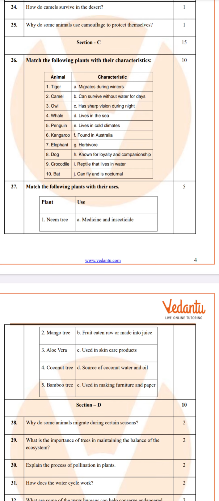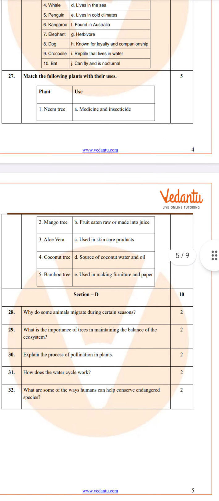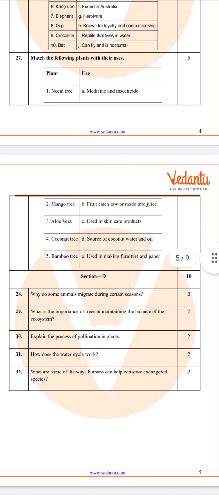Okay, why do some animals migrate during certain seasons? This is section D. The answer is to find better food and suitable climates for breeding, and the example is birds migrate to warmer regions in winter to find more food and avoid cold weather.